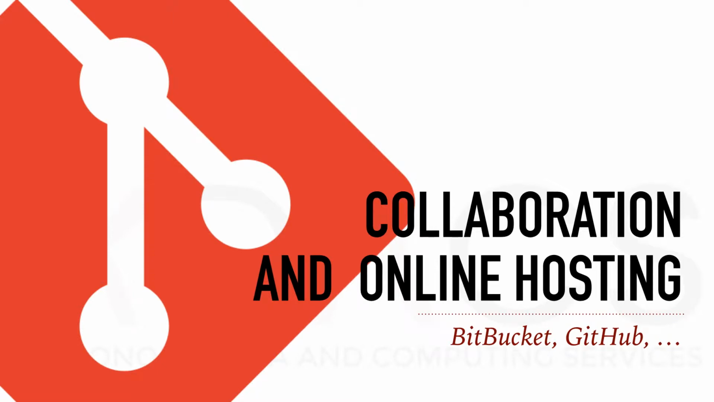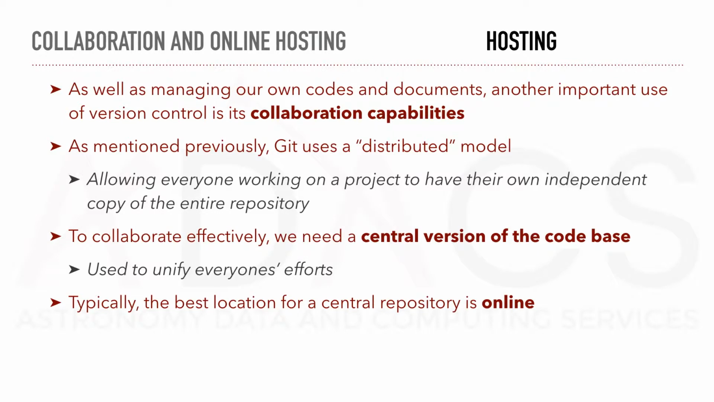In this final section, we will look at collaboration and online hosting. In addition to managing our own code and documents, another important use of version control is its collaboration capabilities. As mentioned previously, Git uses a distributed model, allowing everyone working on a project to have their own independent copy of the entire repository. To collaborate effectively, we need a central version of the codebase used to unify everyone's efforts.